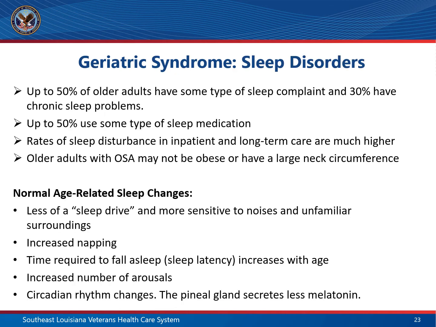The last geriatric syndrome I'd like to talk about today is sleep disorders. Up to 50% of older adults, even younger than 65, have some type of sleep complaint. 30% have chronic sleep problems. It's very, very prevalent. There are normal age-related changes that are related to this, and some that are not. Up to half of older adults use something to help them sleep. And then I want to say about 90% of families of older adults, especially with dementia living at home, are begging me to give them something to make them sleep.